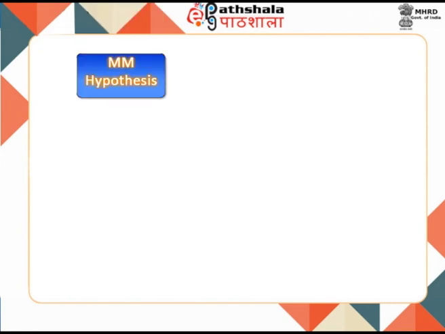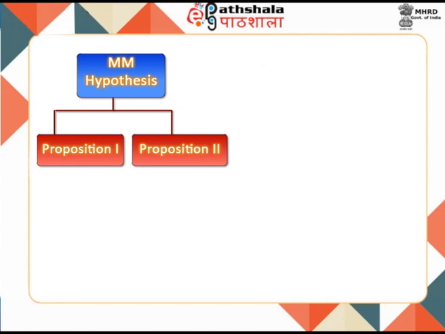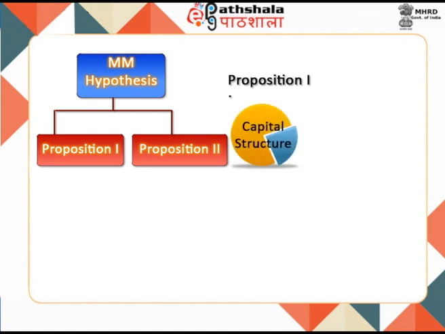Modigliani and Miller have divided their approach into two propositions. First of all, we shall discuss the first proposition. It states that capital structure doesn't affect the value of the firm. This proposition is based on certain assumptions.